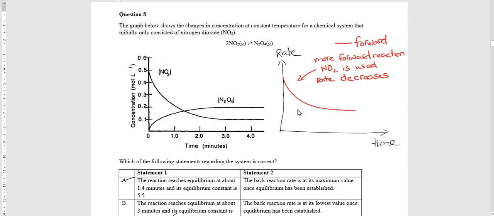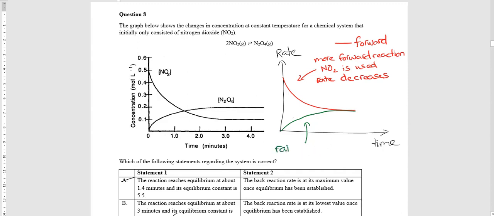Now, if I use the same process to think about the back reaction, then this is going to be the rate of the back. Now, that's not supposed to be higher, it's supposed to overlap. Let's just try one more time. That's slightly better. Okay, so this is going to be the back reaction, and the rate will increase. Okay, let's try to write that again.